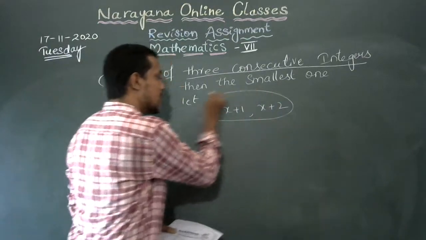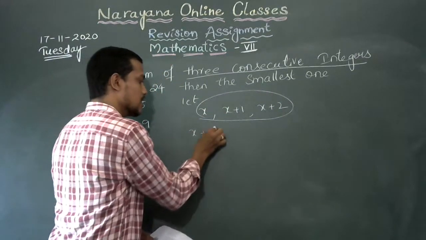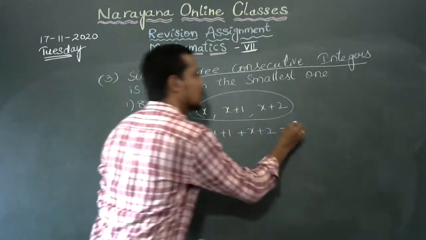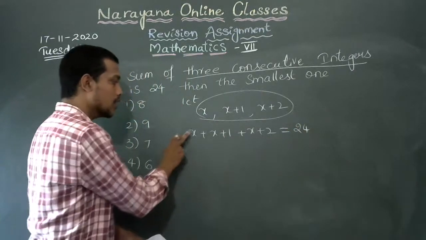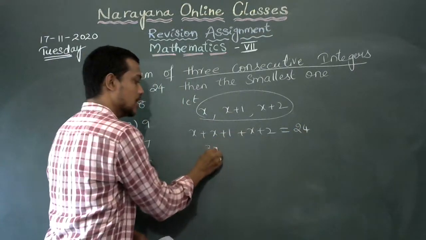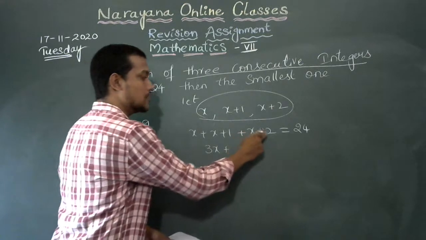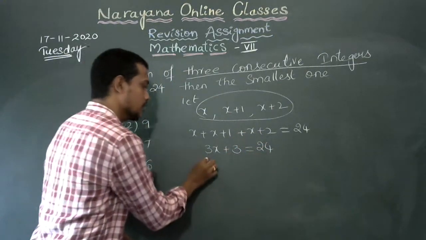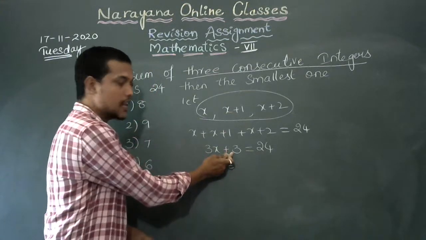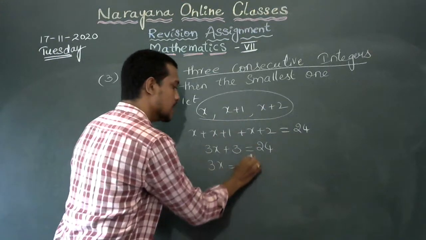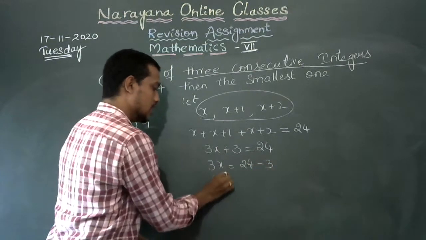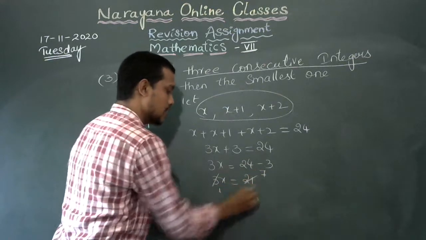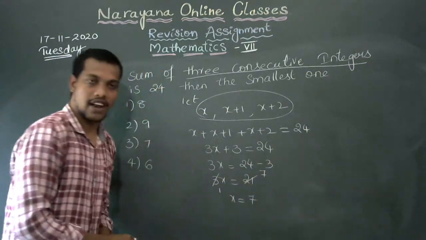Now add these 3 consecutive, x plus x plus 1 plus x plus 2, which is equal to 24. x plus x plus x, 3x. 1 plus 2, 3, which is equal to 24. So 3x is equal to, here plus 3, bring to RHS side, that is minus 3. 3x equal to 21. 3 ones are 3, 3 sevens are 21. So x equal to 7.